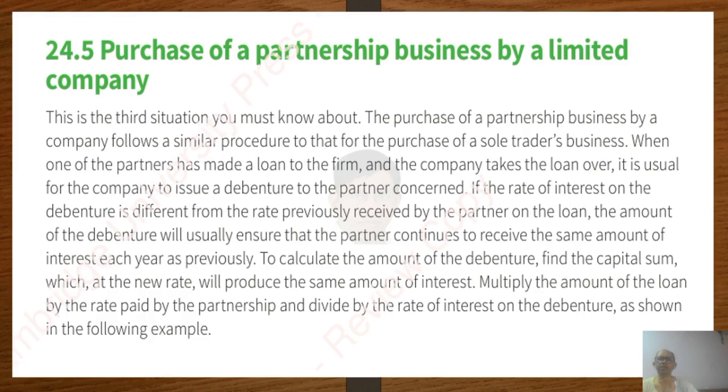If the rate of interest on the debenture is different from the rate previously received by the partner on the loan, the amount of the debenture will usually ensure the partner continues to receive the same amount of interest each year as previously. To calculate the amount of debenture, find the capital sum at the new rate which produces the same amount of interest. Multiply the amount of the loan by the rate paid by the partnership and divide by the rate of interest on the debenture, as shown in the example.